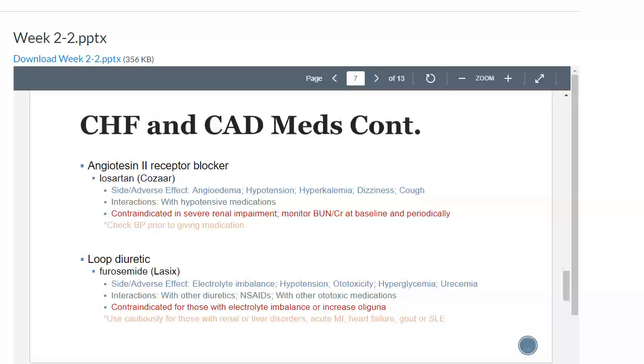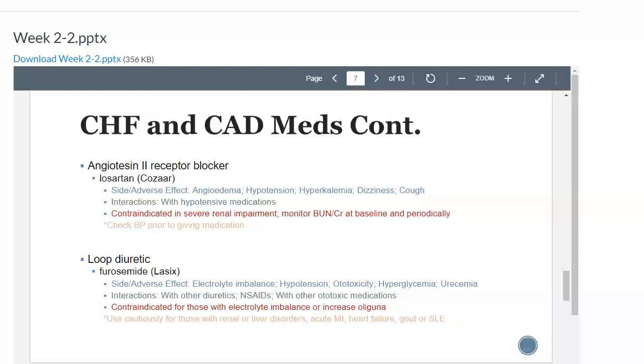Some of the adverse effects or side effects are headache, nasal congestion, dizziness, fatigue, insomnia, angioedema, and acute renal failure. Do not use if a woman thinks she's pregnant, and of course, again, use cautiously in patients with renal or hepatic issues or patients that are already hypovolemic.